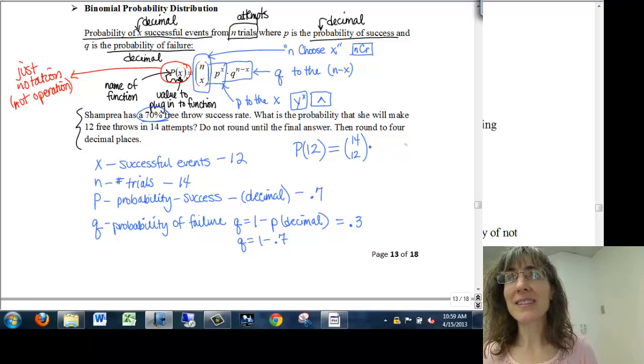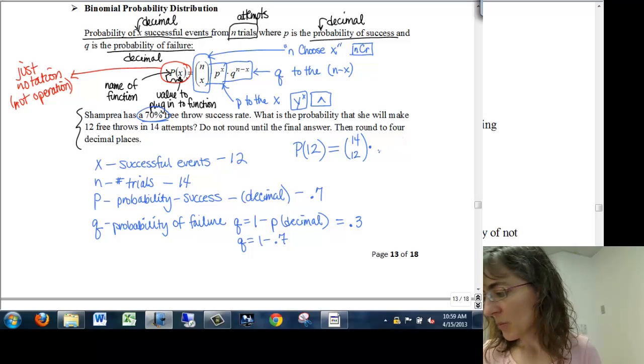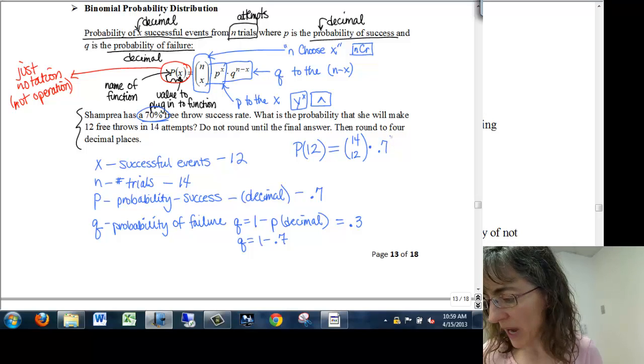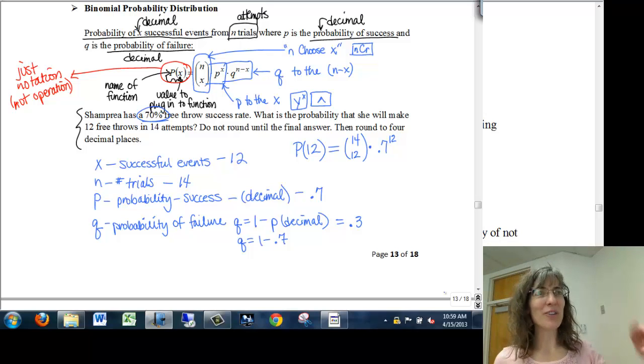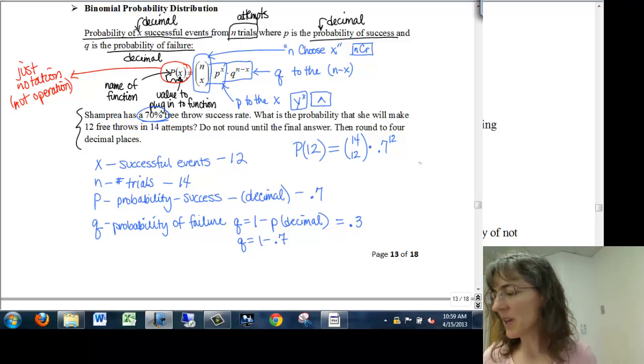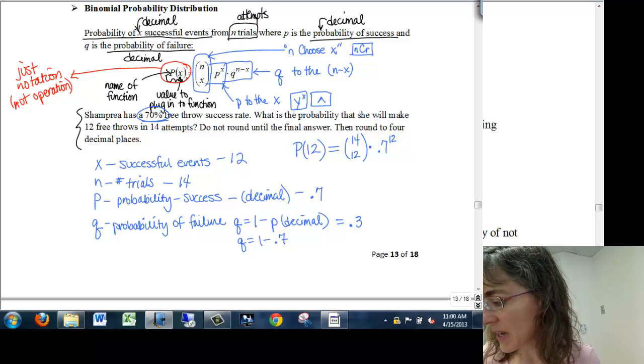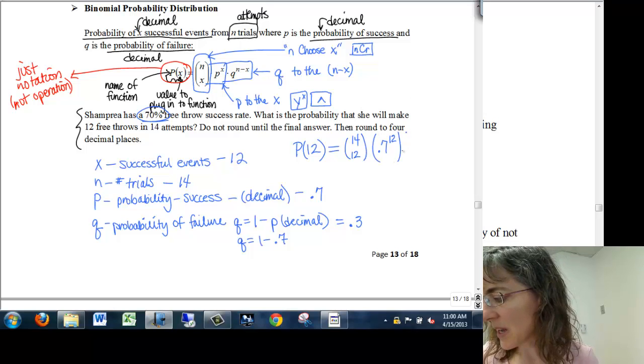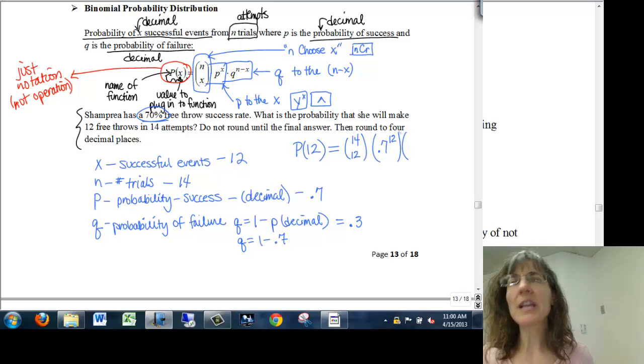And what's next? 0.7 times what? To the power of? Okay, be careful on that, because it'll be different on your calculator if you do multiply instead of to the power. So 0.7 to the 12th. And then instead of this times dot, because it's going to mess up my decimals, I'm going to just put it in parentheses like that, and put this one as multiply in parentheses as well.